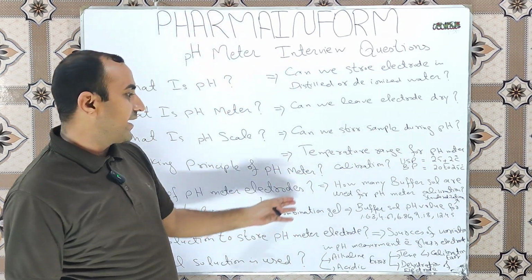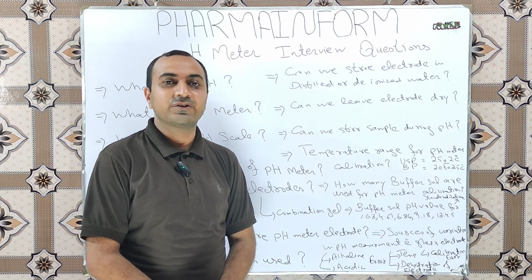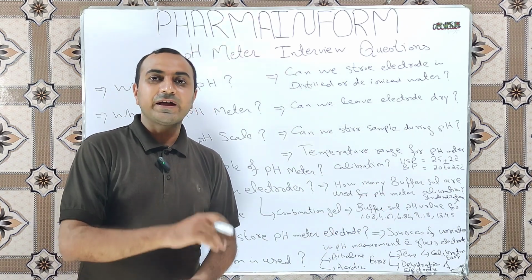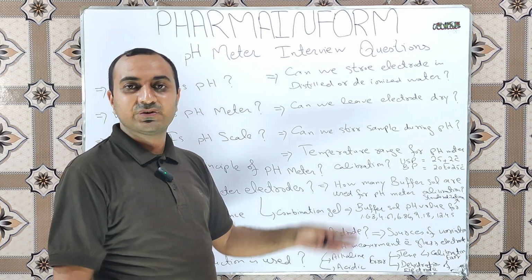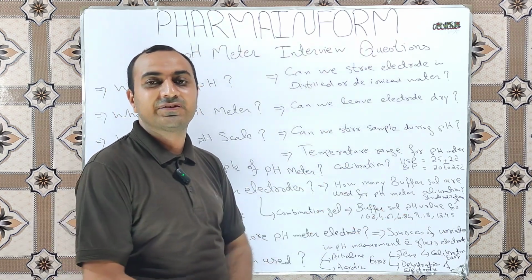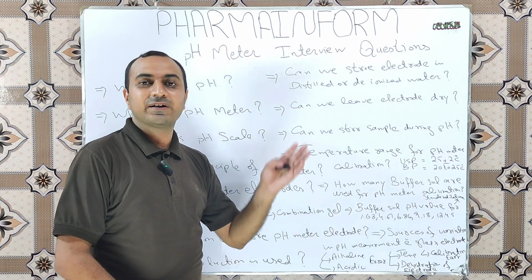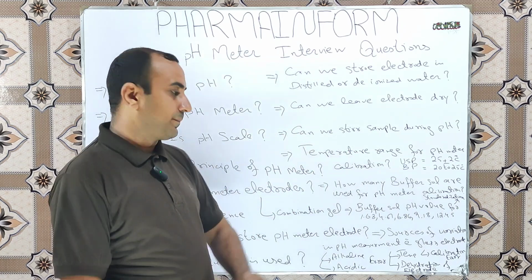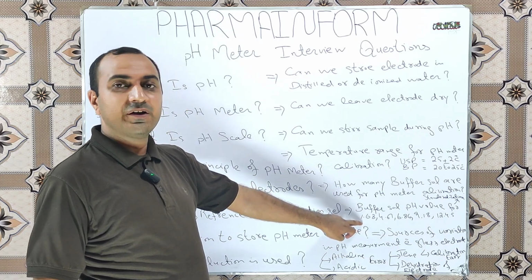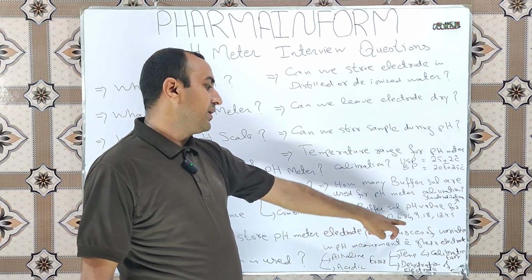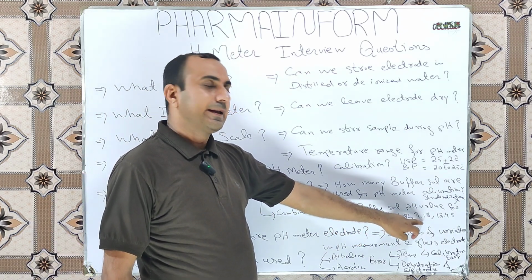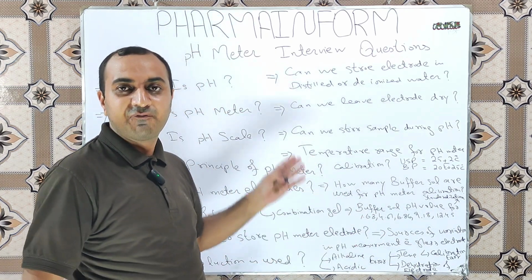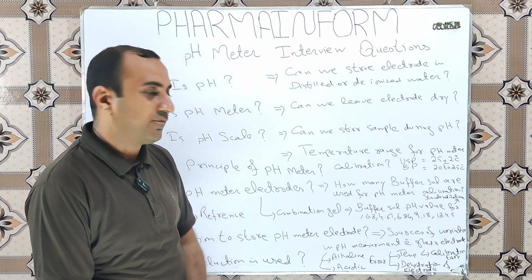The next question is, how many types of buffers are used for the pH meter standardization? 5 types of pH buffer solutions are used for the pH meter standardization. Next question is, what are the pH values for these 5 types of buffer solution? The pH values are 1.68, 4.01, 6.86, 9.18 and 12.45. These are the 5 pH values for the buffer solutions.